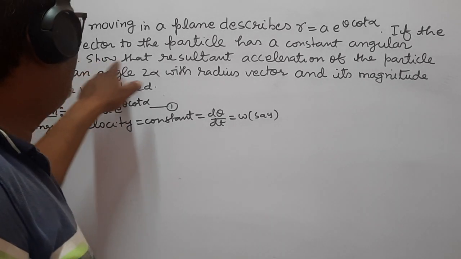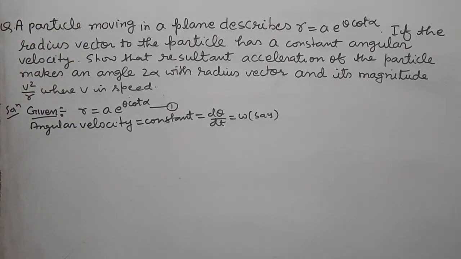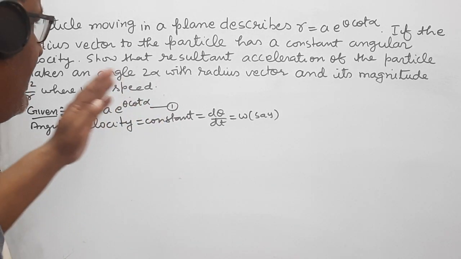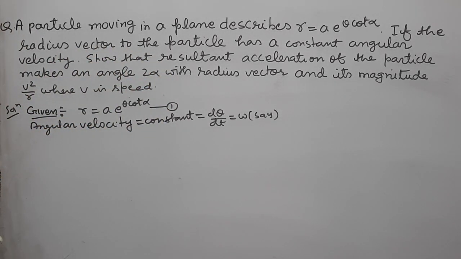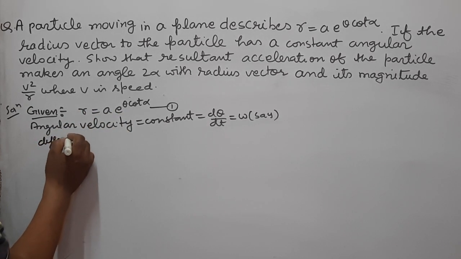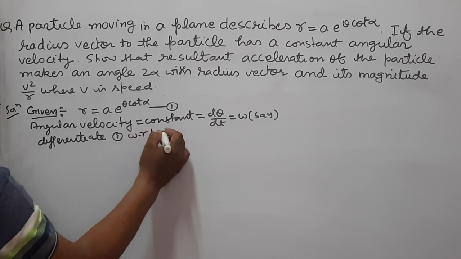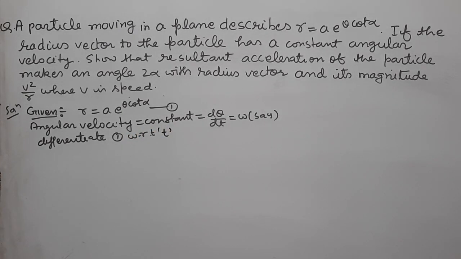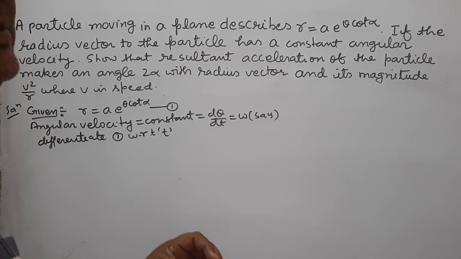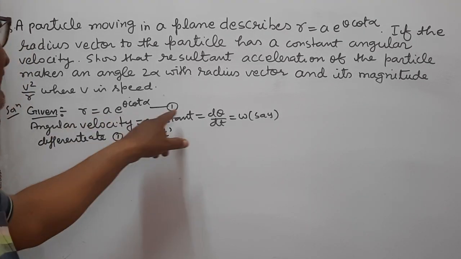Now we find out here, show that the resultant acceleration of the particle. So for finding resultant acceleration of the particle, first we find radial acceleration, then transverse acceleration, then find out resultant acceleration. For finding radial acceleration, first we differentiate 1 with respect to time. Because we know that radial acceleration is equal to d2r by dt2 minus r d theta by dt whole square. So d2r by dt2 we find from 1.